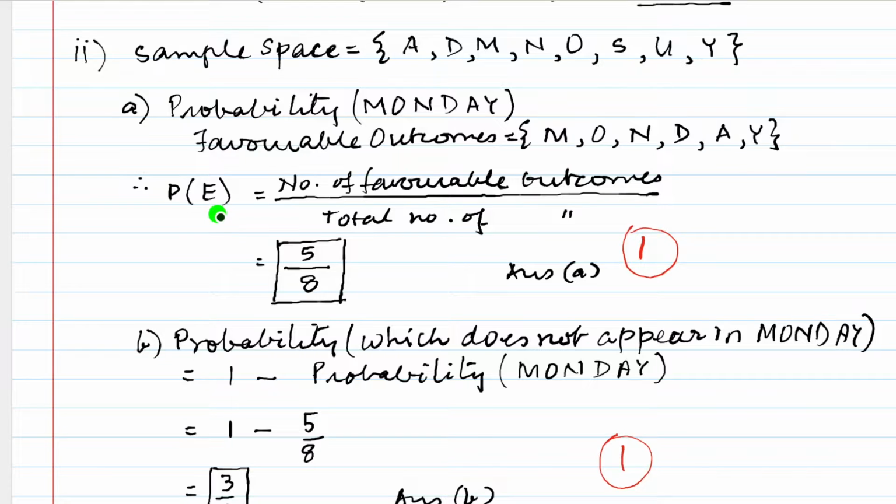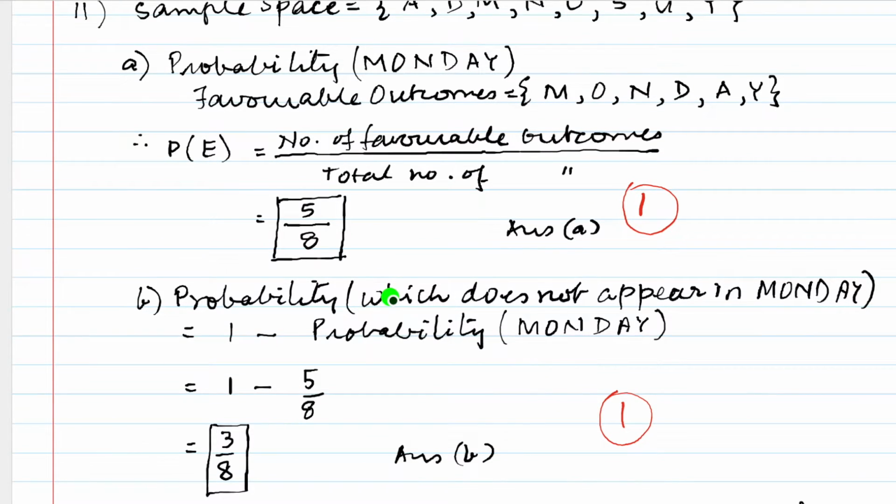So probability of the event is number of favorable outcomes upon total number of outcomes. Favorable number of outcomes is 1, 2, 3, 4, 5. So that is 5 upon sample spaces 1, 2, 3, 4, 5, 6, 7, 8. So 5 upon 8 is answer A.